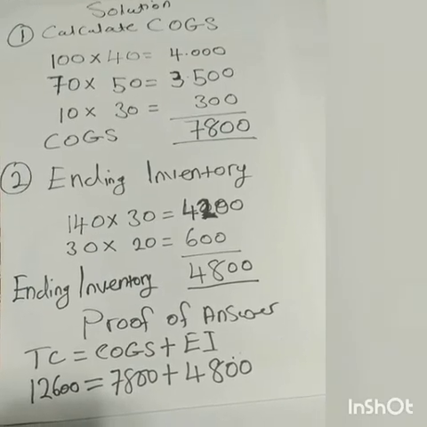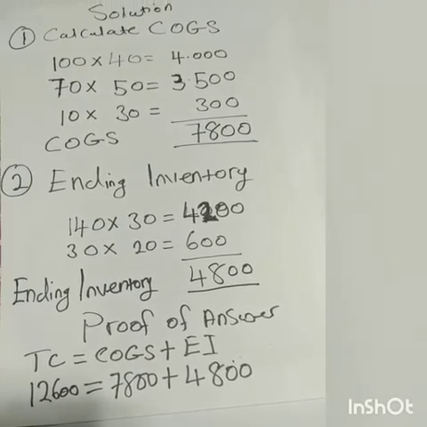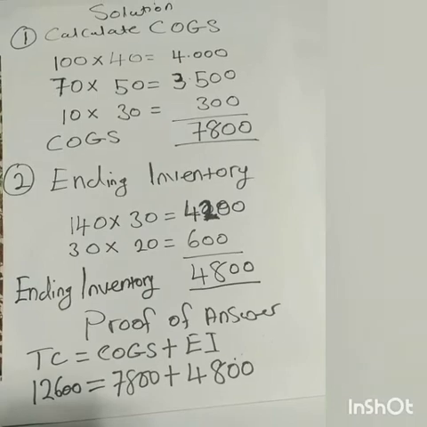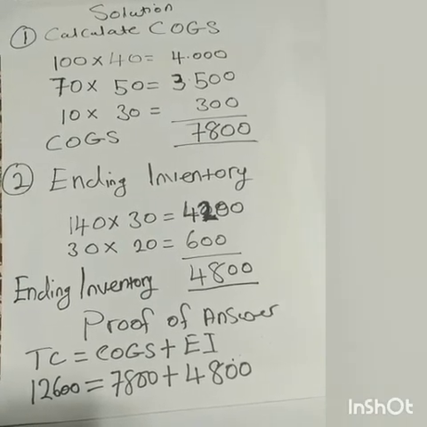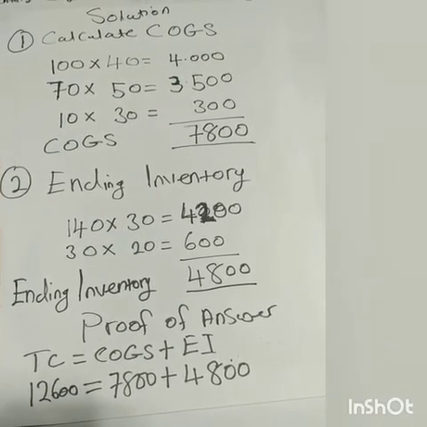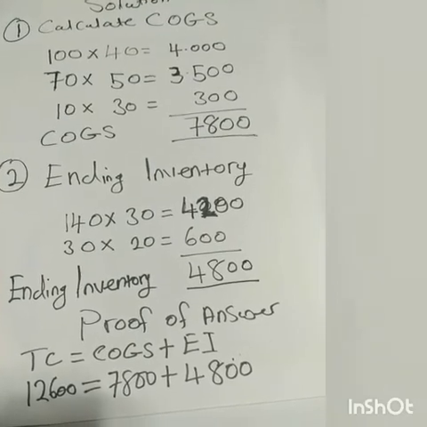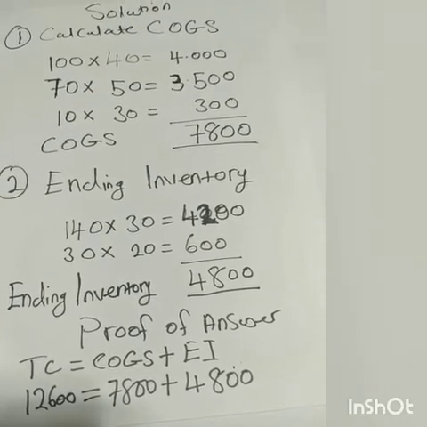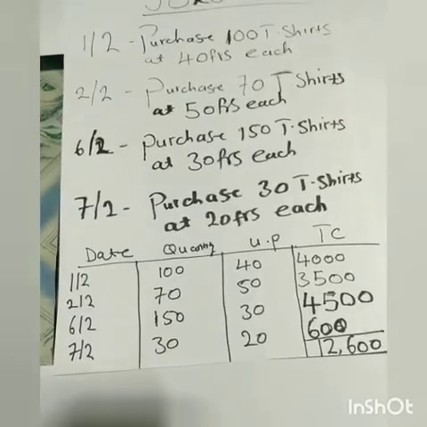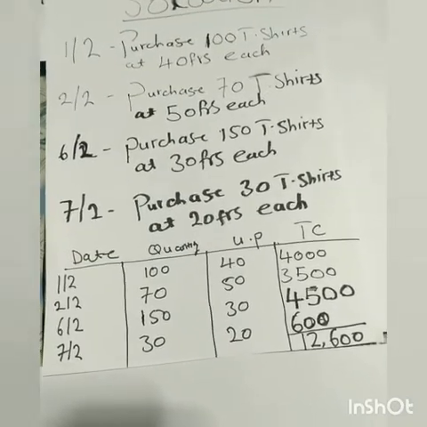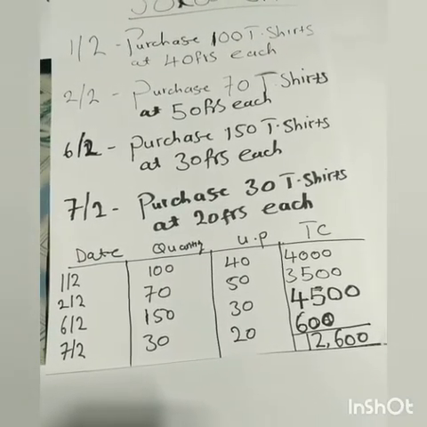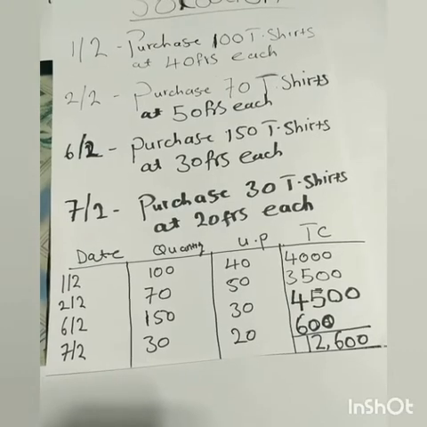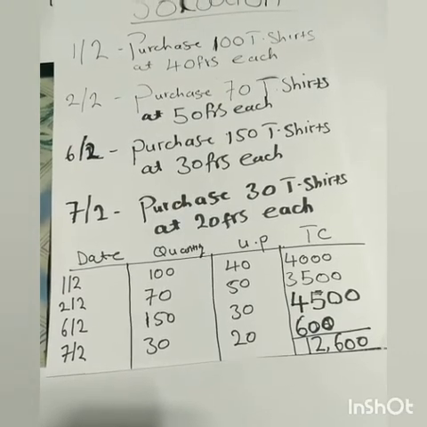Total cost is equal to cost of goods sold plus ending inventory, and then you should be able to see the 12,600 that is on that table. Okay, now we need to get it. So that was 7,800. That is up there, and then you come down. All right, we have 4,800, which is the ending inventory. So if you take this and sum it, you're going to have this 12,600 that was bought on the 7th.